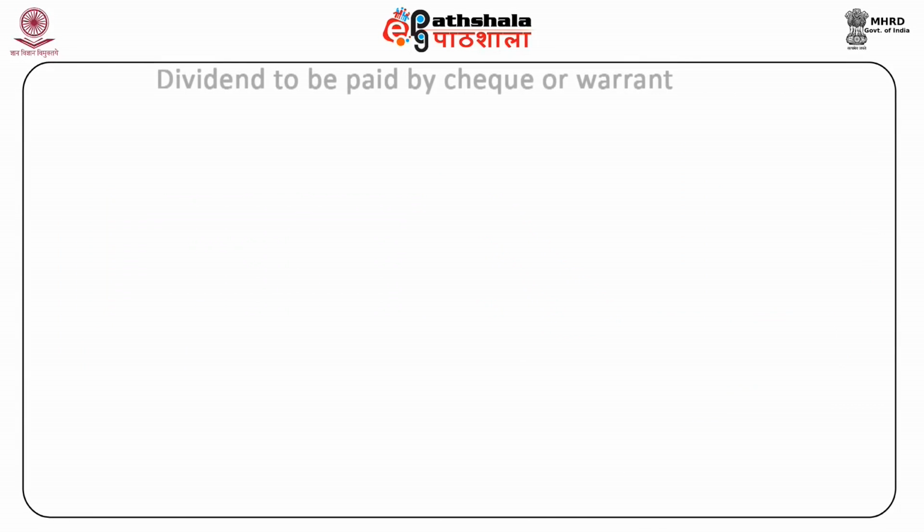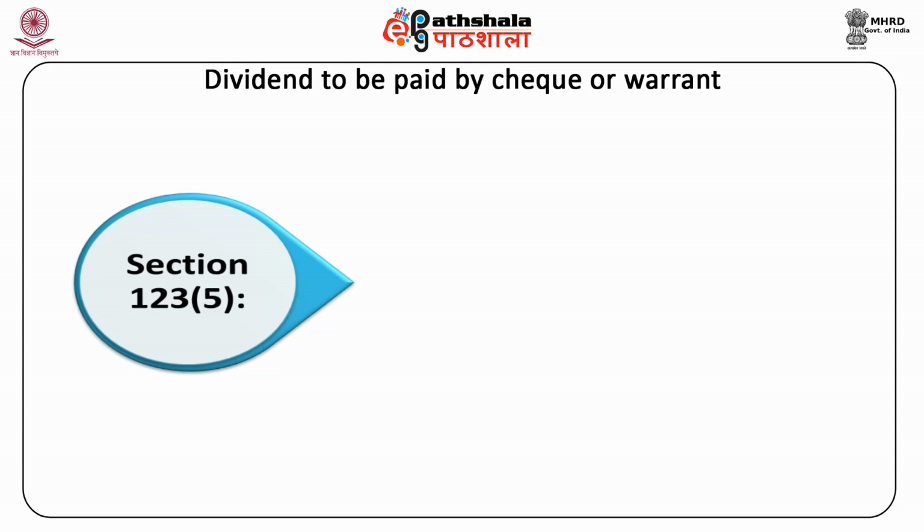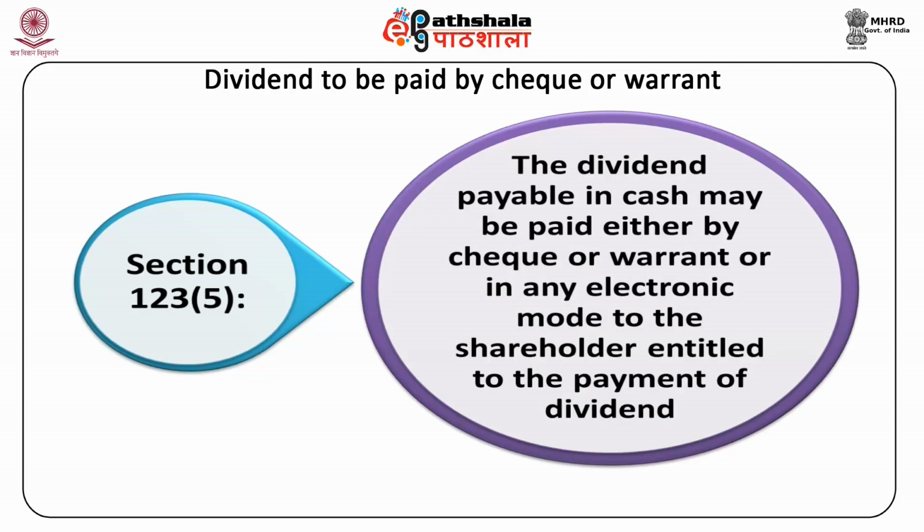Dividend to be paid by check or warrant. Section 123, subsection 5 of the Companies Act 2013 provides that the dividend payable in cash may be paid either by check or warrant or in any electronic mode to the shareholder entitled to the payment of dividend.